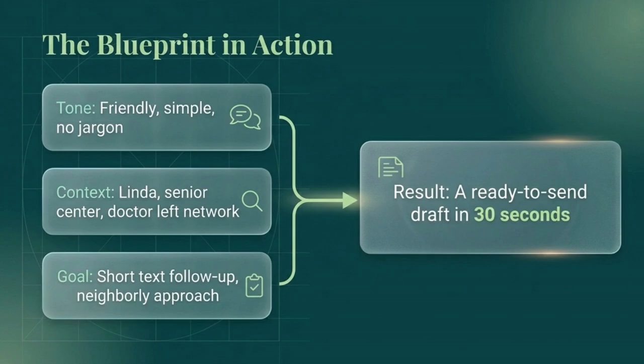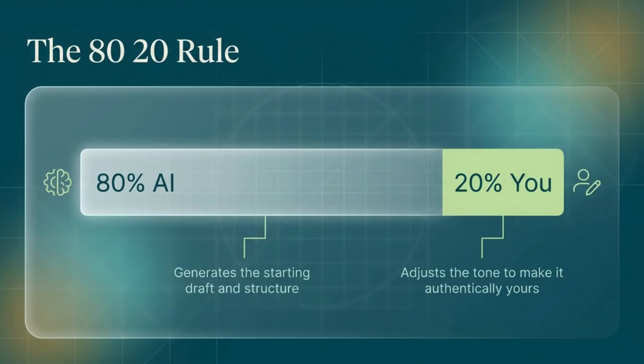You can use this same approach for social media posts. Say something like, "Write a short Facebook post from an insurance agent, letting people in my area know that Medicare open enrollment is coming up and I am available to help them review their options. Keep it conversational, not salesy. 3 to 4 sentences max." The AI gives you a starting draft. You adjust the tone to match how you actually talk online, and you post it.